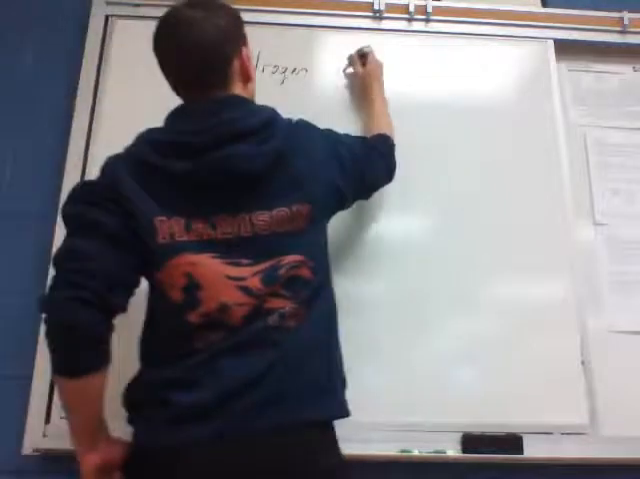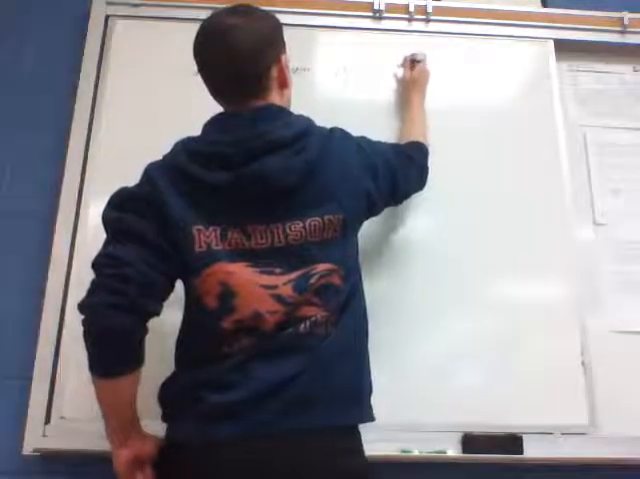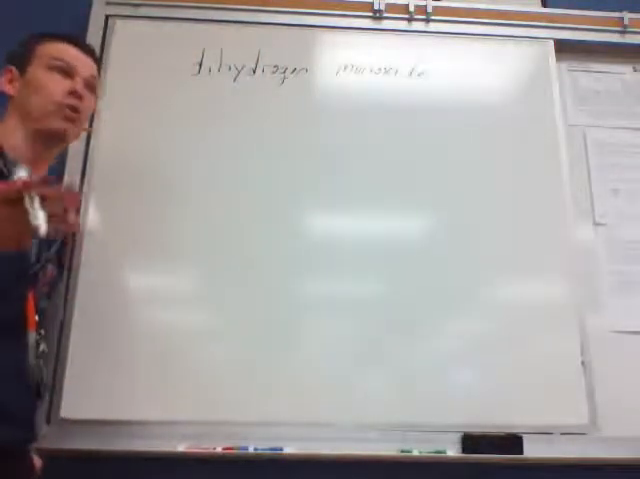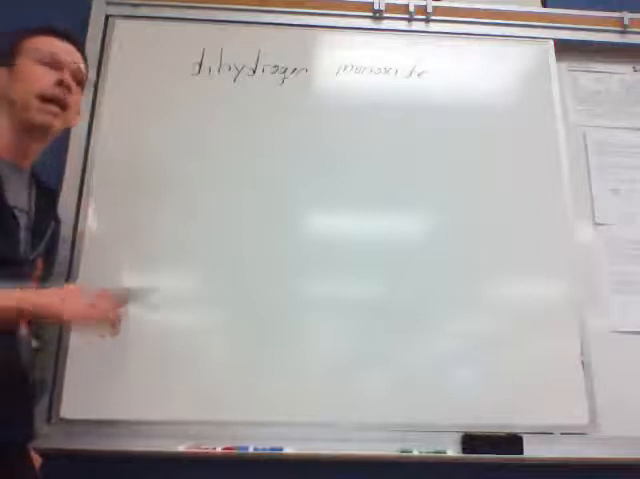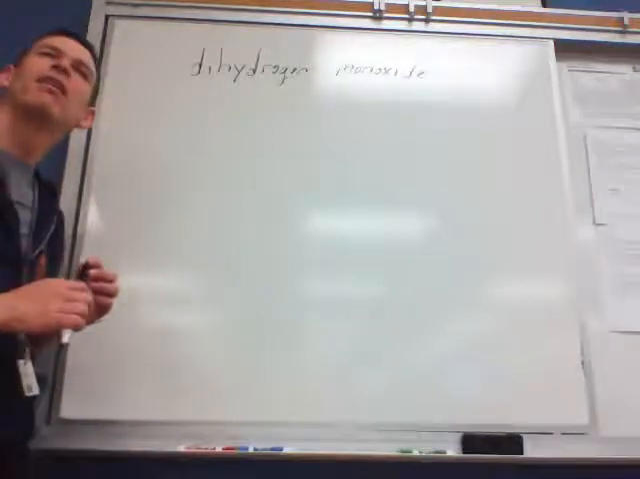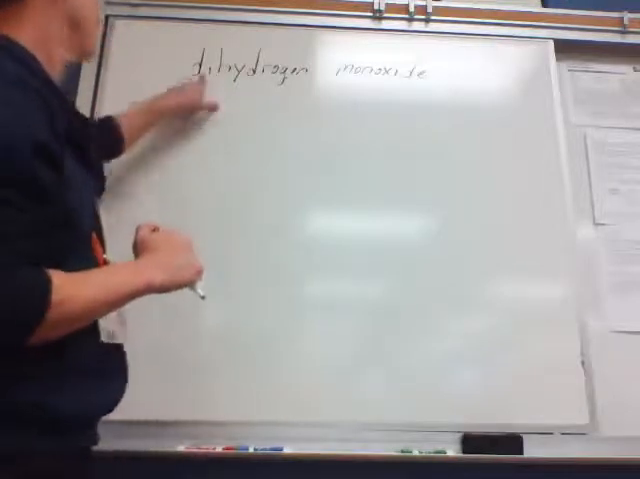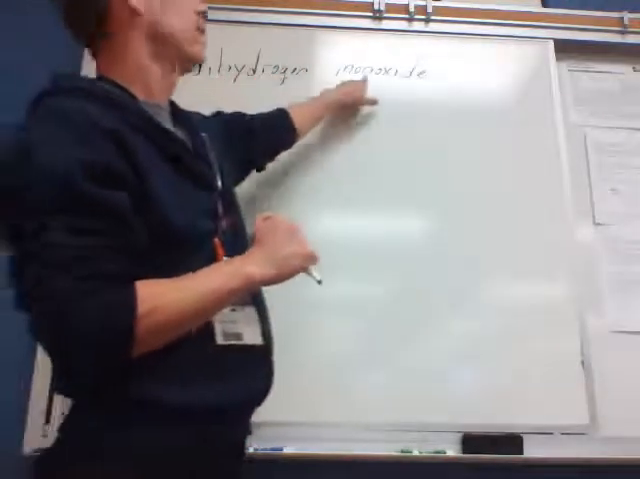dihydrogen monoxide, you are able to turn dihydrogen monoxide into a formula. Is that ionic or covalent? It's covalent because only covalent use these prefixes.